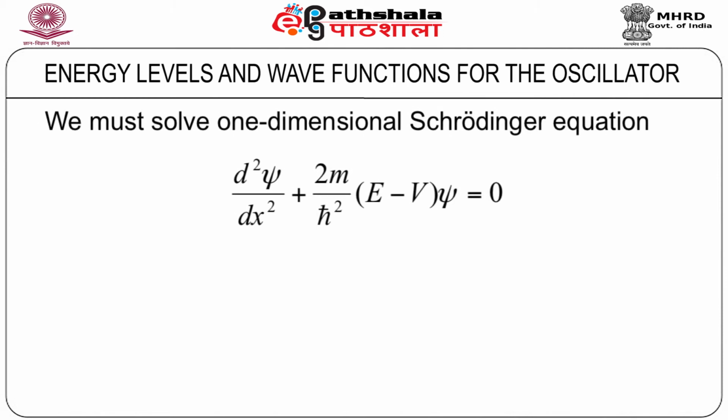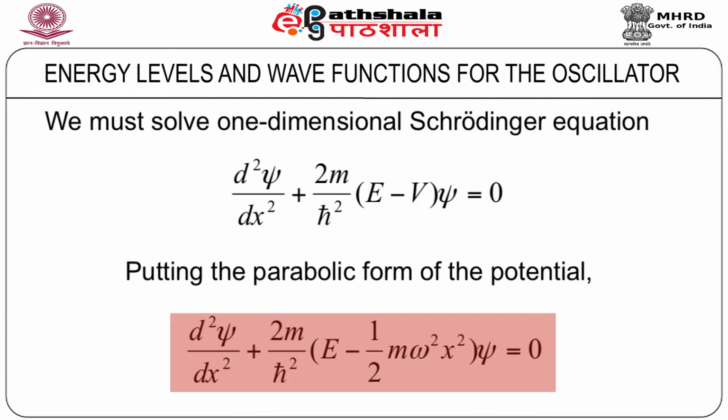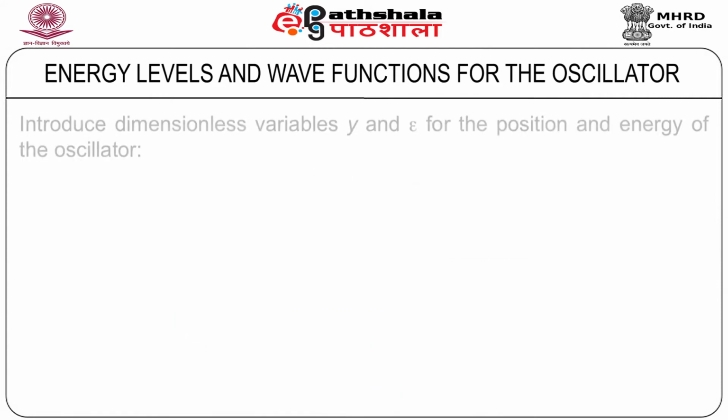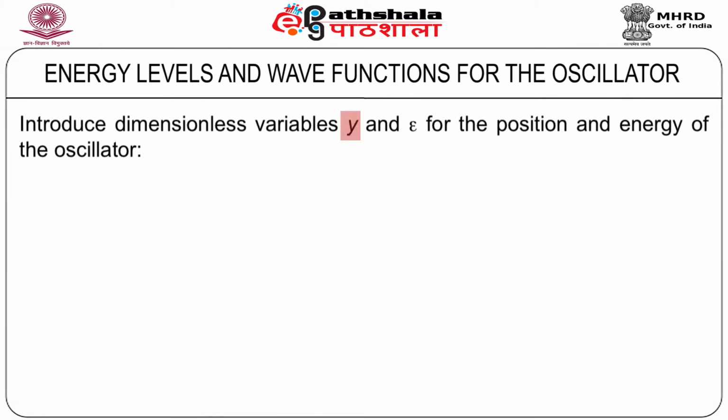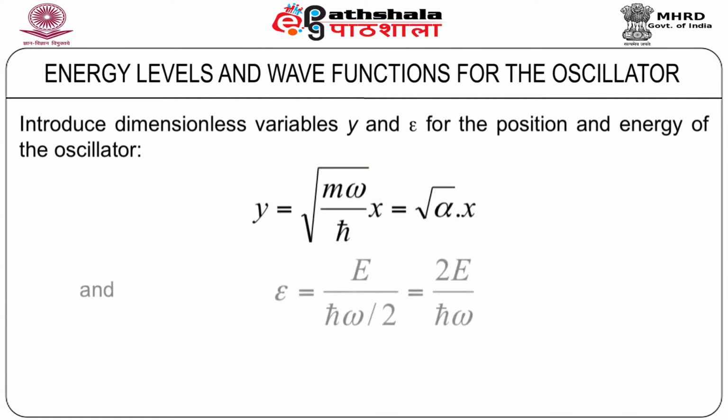So let us write down the Schrödinger equation. For the potential, we have replaced V by half m omega squared x squared. So the second equation is the Schrödinger equation for a harmonic potential. Introducing dimensionless variables y and epsilon for the position and energy of the oscillator. Well, this is just for convenience that we introduce these variables y and epsilon, which are written on the screen. So y is root alpha times x, and epsilon is 2E upon h cross omega. These are dimensionless quantities, and alpha is m omega upon h cross.